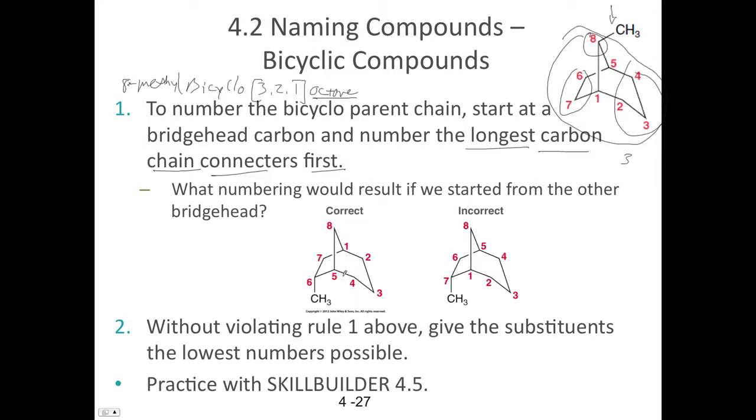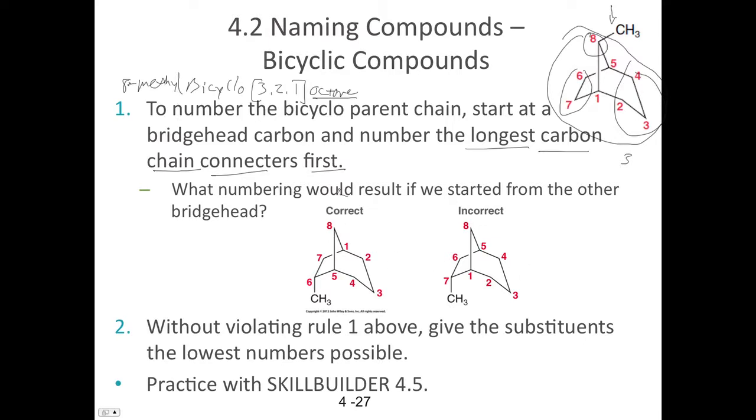This is extremely easy to get confused about, so please be very, very careful. Here, without violating rule one above, give the substituents the lowest possible numbers, if at all possible. So here is going to be 1, 2, 3, 4, 5. This guy here is going to be 6.